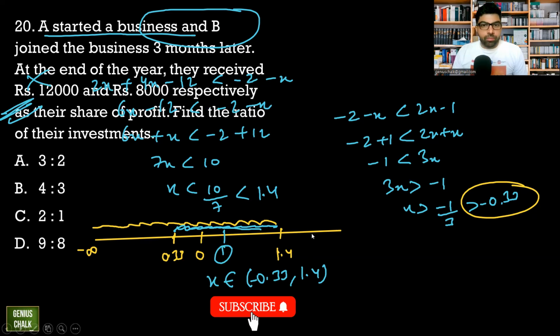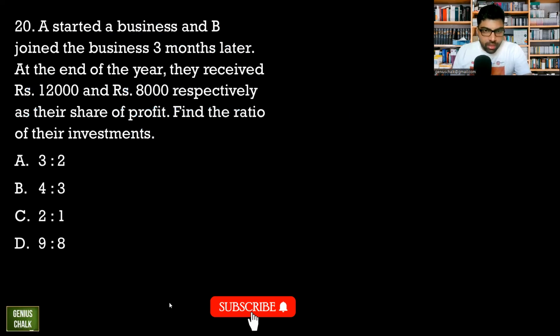Next is a partnership based question. A started a business and B joined the business 3 months later. So, in partnership, profit is shared in the ratio of investment into time.